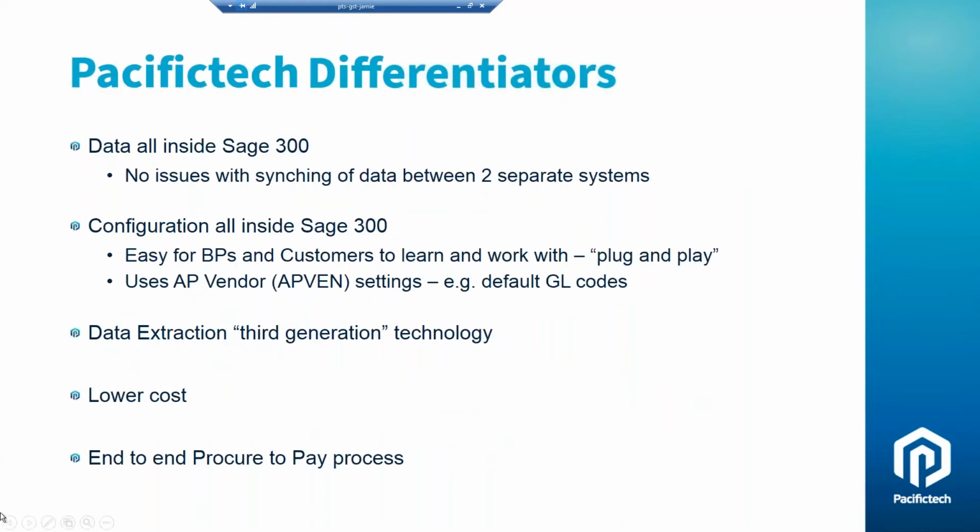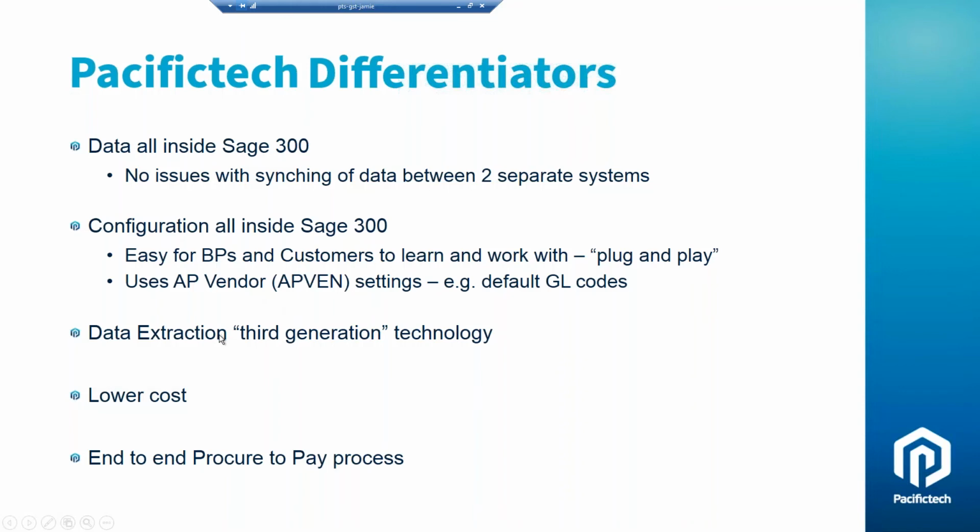Right then, just to recap on a few differentiators. With our system, the data's all inside Sage 300. Data sovereignty, you can relax from that point of view, and we don't have to worry about syncing between two systems. The configuration's all inside Sage 300, so it's easy for business partners and customers to learn. Quite a few people say to us our system's plug and play. It's quite easy to get up and running, and it uses all the other parts of Sage 300, such as the AP vendor settings.